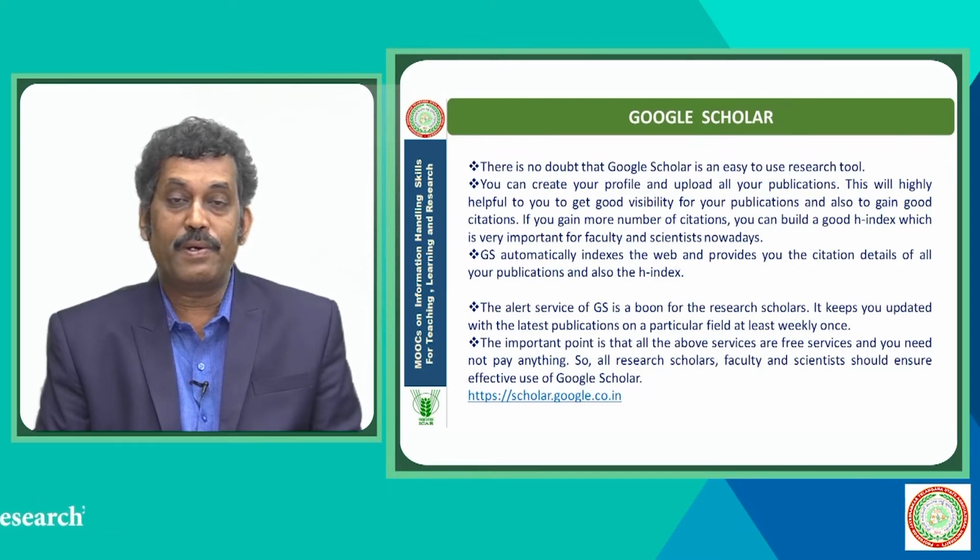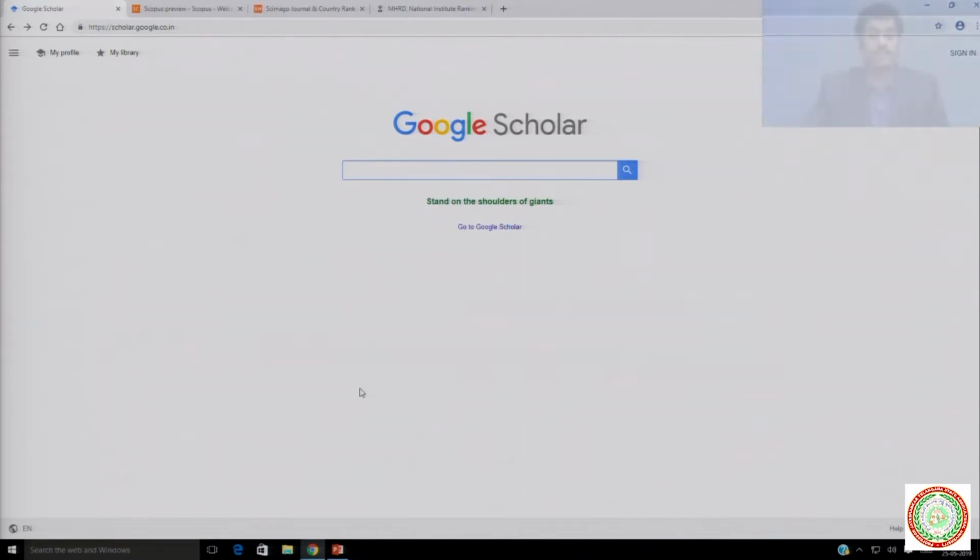I would like to show you an online demo of Google Scholar. So this is the home page of Google Scholar. You can see Google Scholar. It says, stand on the shoulders of giants. If you want to search the literature, you have to type the keyword here.